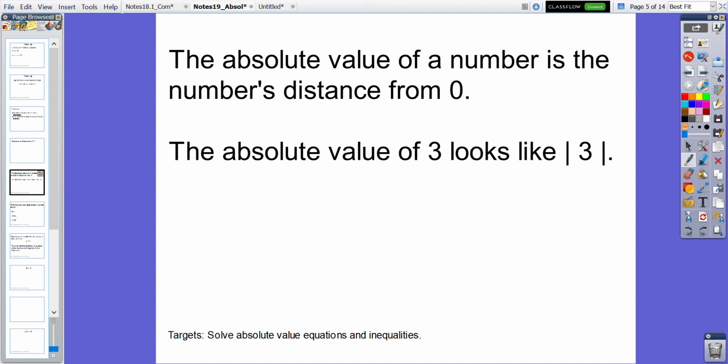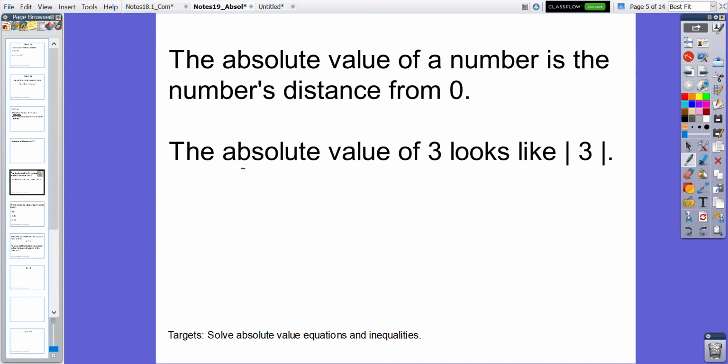Hey, Algebra 1. Today's lesson is going to be on solving absolute value equations, okay? Before we start doing that, though, we need to define what exactly an absolute value is. And just like you see on the screen here, the absolute value of a number is that number's distance from zero, okay?